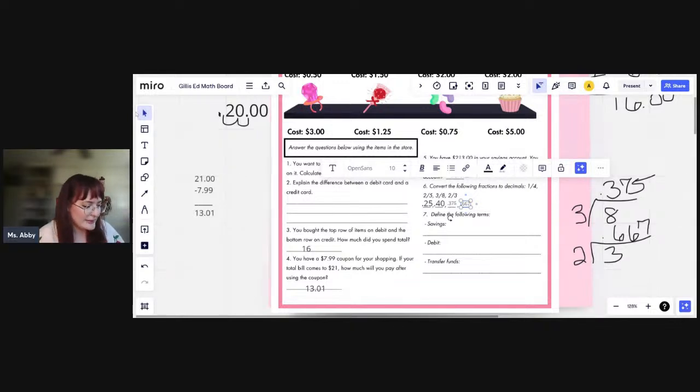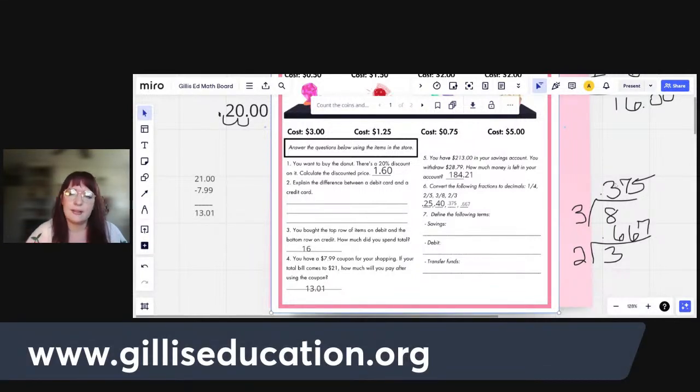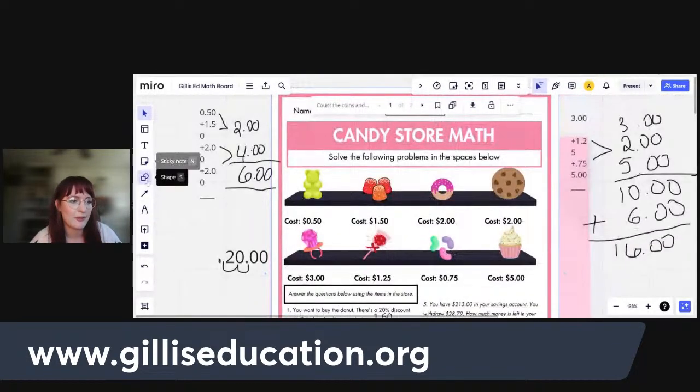All right, so now we're going to talk a little bit about savings, debit, and transfer funds. We talked a little bit in question number 5 about what savings is, but it's money set aside for future use or emergencies. Next, we have debit, which is a transaction that takes money out of a bank account. And then transfer funds are going to be moving money from one account to another. And that is it for the candy store math.